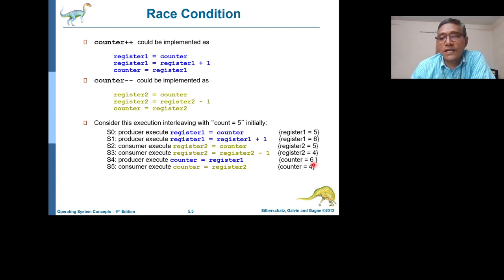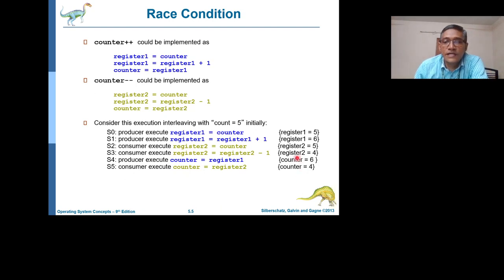But eventually the correct value is 5, because one time the producer executes, the counter is incremented. So from 5, it should be increased to 6. When the next consumer executes, it is decremented by 1. So 6 minus 1 is again 5. But both the values of 6 and 4 are incorrect.